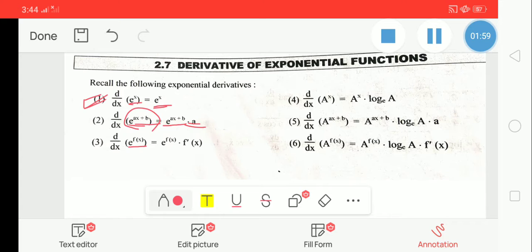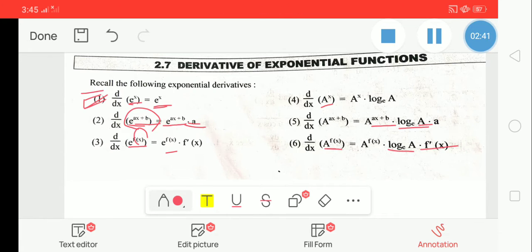Now e raised to f of x: we write first e raised to f of x, and the derivative of what is in the power, meaning f dash of x. Then next, d by dx of a raised to x gives a raised to x multiplied by log of a. Now here capital A raised to ax plus b: the derivative of a raised to ax plus b gives a raised to ax plus b multiplied by log of a multiplied by small a. Another is capital A raised to f of x, so we write a raised to f of x, then log of a, f dash of x.